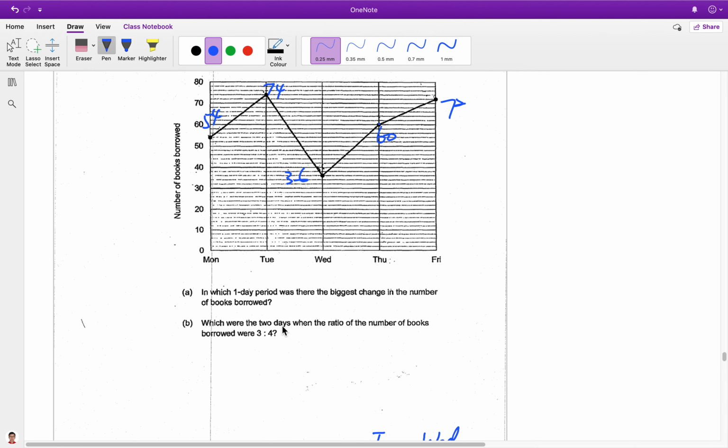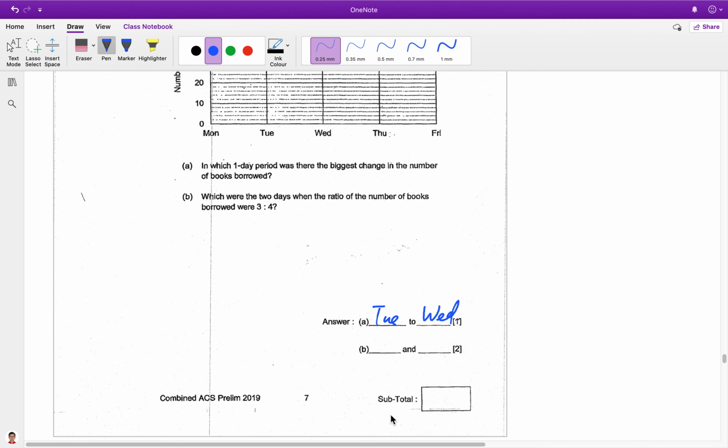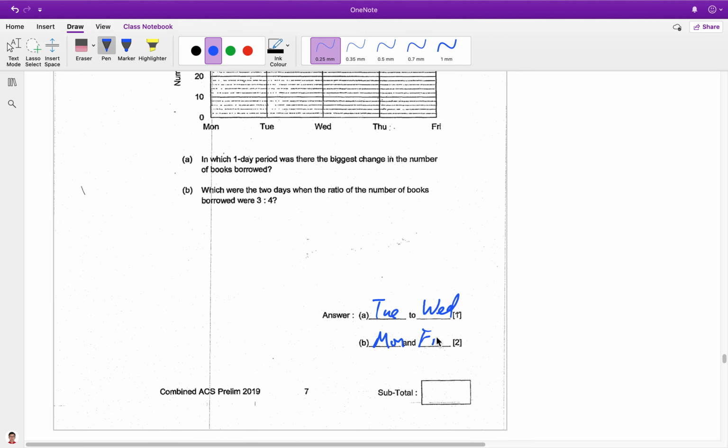So which were the 2 days where the ratio of the number of books borrowed is 3 to 4? So we'll find which number is 3/4. Well, we see that if this is 3, right, then 3/4 will be 48. Don't have, right? The next one, if it's 3, it's 1/8. So it's what? 72. Well, it's correct, right? So it should be Monday and Friday.